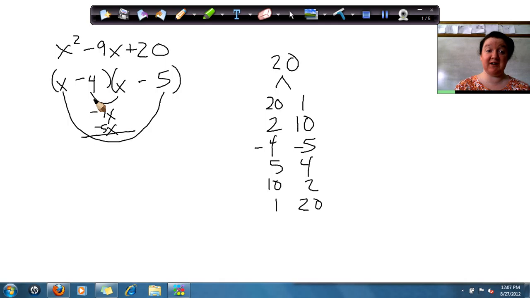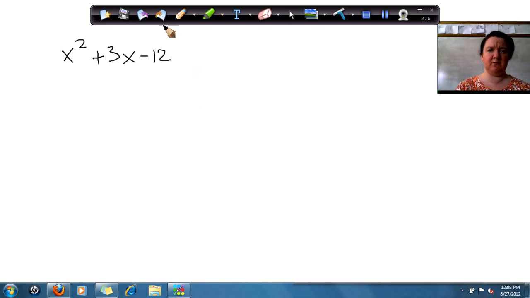And this is just me checking to make sure it actually works out. That gives me a negative 9x, which is what I want here. If I look at my last terms, that gives me a positive 20, which is what I have there. So my answer is this part here. Let's look at another example.